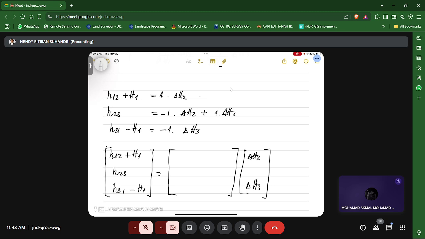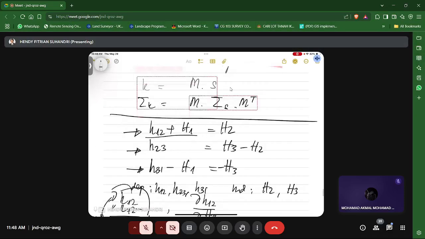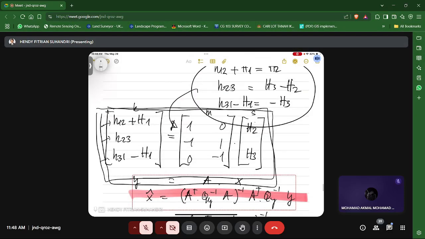Okey, ini adalah 1. Untuk persamaan pertama, delta H3 adalah 0. Untuk persamaan kedua adalah negatif 1, ini adalah 1. Untuk persamaan ketiga adalah 0, ini negatif 1. Bandingkan sekarang, perhatikan yang ni, kalau you ambil capture, ambil gambar ni: 1, 0, negatif 1, 1, 0, negatif 1. Perhatikan dengan yang saya buatkan tadi, yang di atas ni: 1, 0, negatif 1, 1, 0, negatif 1.